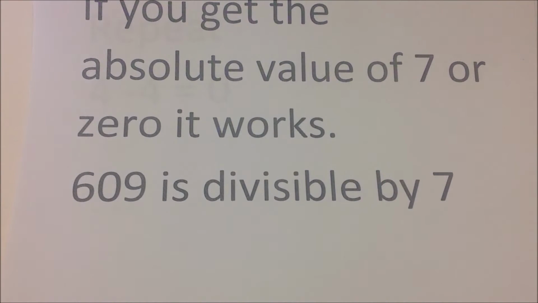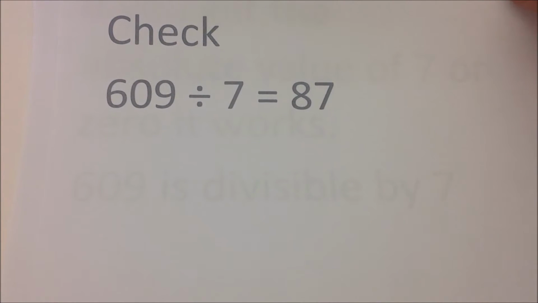And we can check it. So 609 divided by 7 is 87. Right? Okay, let's try another number now. See if you can do it yourself. Remember, you keep repeating the process. So what should be the first thing I do?